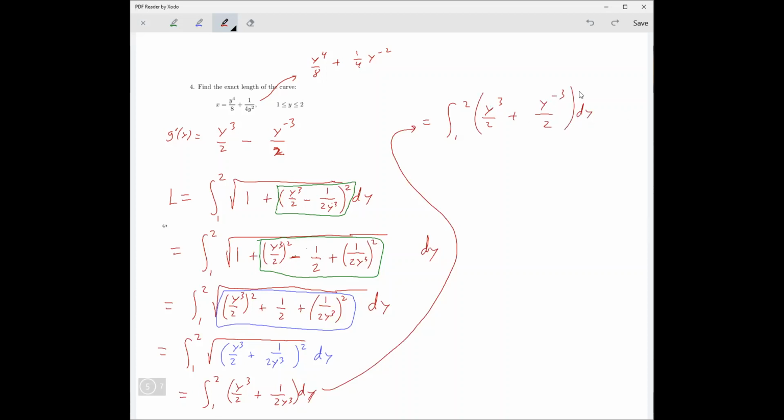And maybe I should have just left it as y to the -3 throughout the whole thing. Oh well. So integrating this gives you y to the 4th over 8. Integrating this piece gives us minus. You raise the exponent by 1, so that's -2. And so that means it's going to have a 4 here. And now it's going from 1 to 2.